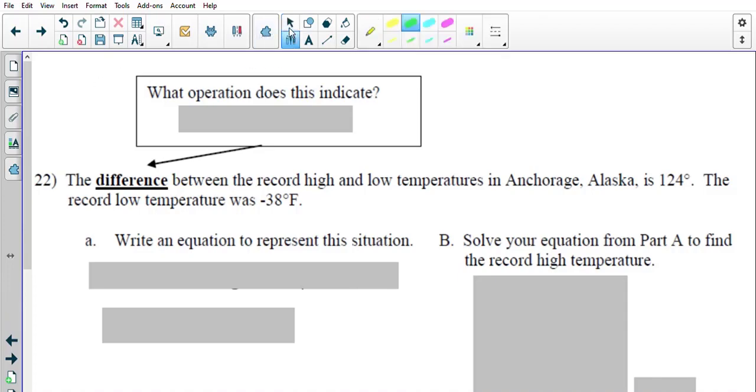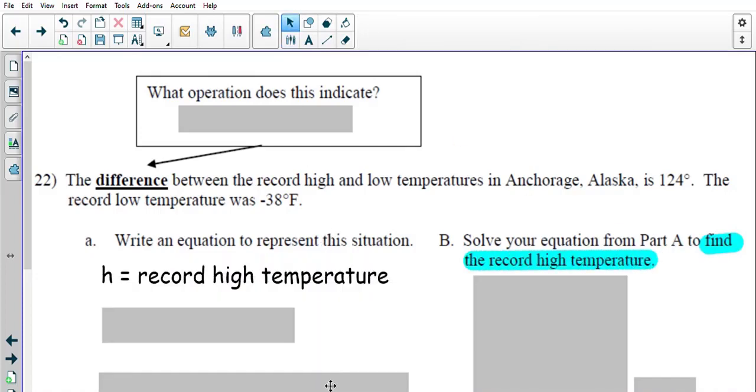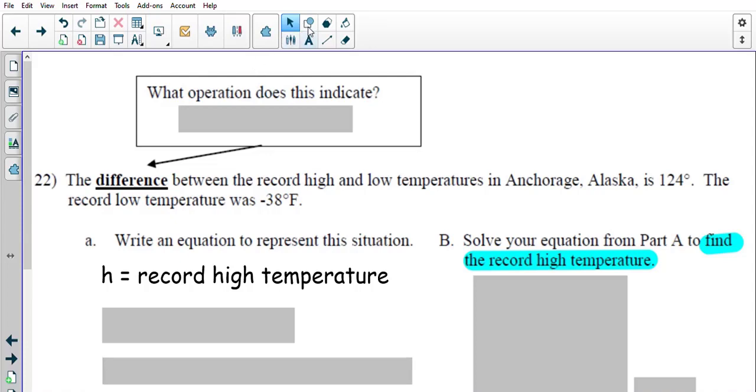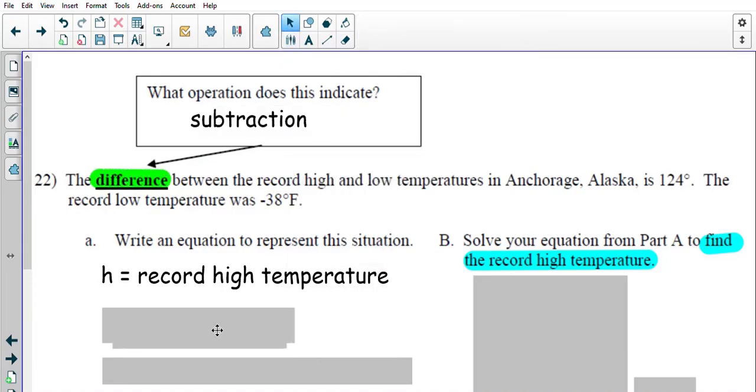So once again, let's identify our unknown. In this case, it says find the record high temperature. So I chose H to represent that for record high temperature. We also have the word difference in this problem. And what operation does the word difference indicate? We've talked about that before. Hopefully you recognize that that means subtraction. So the difference, the record high is our unknown, H.